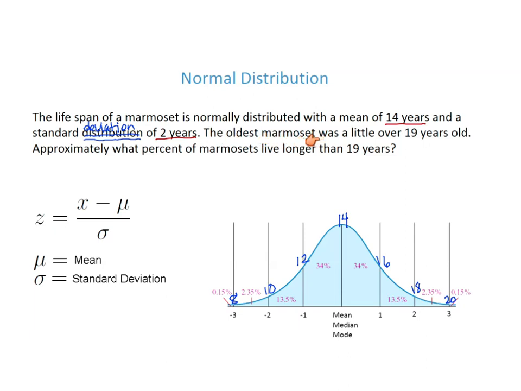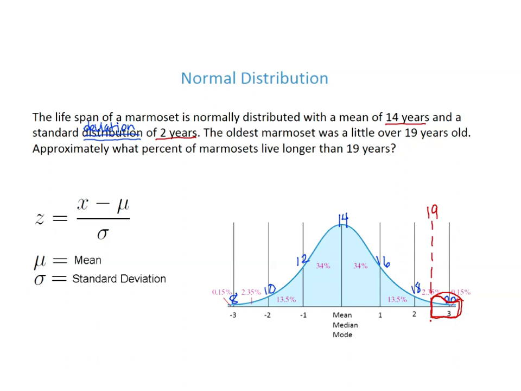The oldest marmoset was a little over 19 years old. Approximately what percent of marmosets live longer than 19 years? So I want to know the probability that the marmoset will live beyond this point. So let's put in where 19 would be approximately on our curve. So 19 would be approximately here on our curve. And this is the percent, that blue part right there. Actually, let me do that instead. This little blue piece, this is the percent that we're looking for.